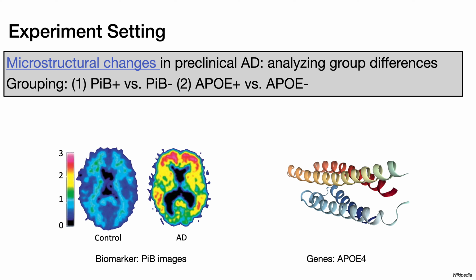For the experiment, we want to test the group-wise difference in preclinical Alzheimer's disease. We use biomarkers to split subjects into two groups: PiB positive imaging or ApoE gene. PiB imaging measures the accumulation of amyloid and is a clear sign of developing Alzheimer's disease. For ApoE, if one carries such a gene, one has a higher chance of developing Alzheimer's disease.